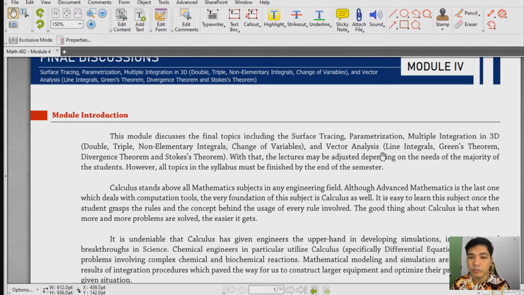Today in this video, we'll start discussing the final topics, including surface tracing, parametrization, and multiple integration in 3D, which of course involves double and triple and non-elementary integrals and the change of variables, and then vector analysis. Under vector analysis, we'll be discussing line integrals, Green's theorem, the divergence theorem, and Stokes' theorem. Of course, if it gets too saturated, we'll try to skip some parts if we really can't cover them.